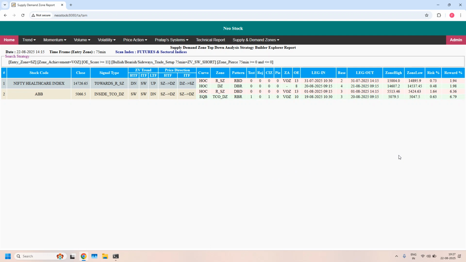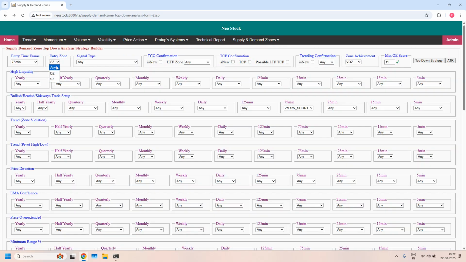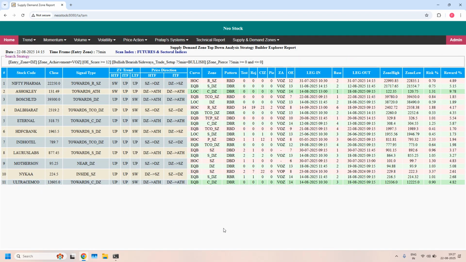Okay, next, bullish trade setup for weekly income trade. The changes are 75 minutes demand zone as an entry zone, and here bullish, and also minimum odd enhancers score should be 12. Now let's filter. We got 11 stocks supporting bullish trade setup for weekly income trade, and entry time frame zones are 75 minutes demand zones. So total we got 11 stocks.